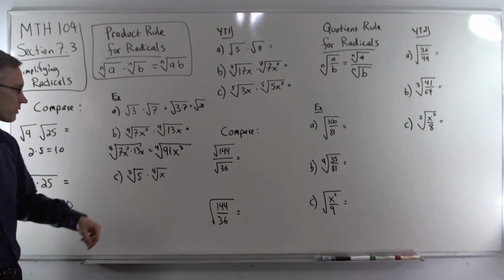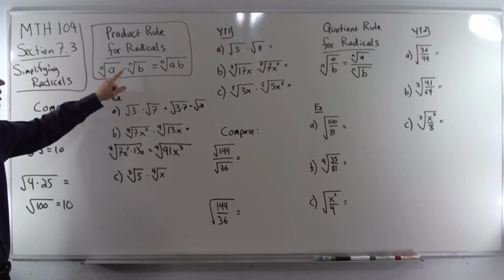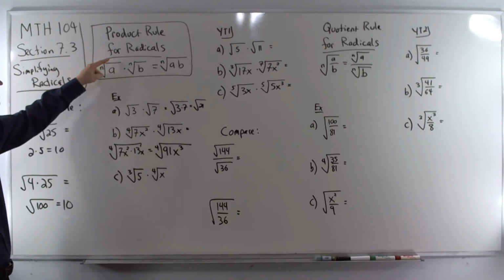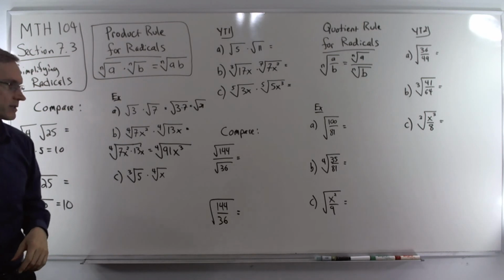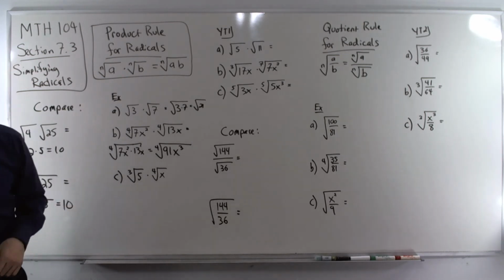Now this one, notice that we have different indices there. We have a 3 and a 4. Product rule for radicals only works if we have the same index. So this one cannot be simplified. Your turn, number 1.